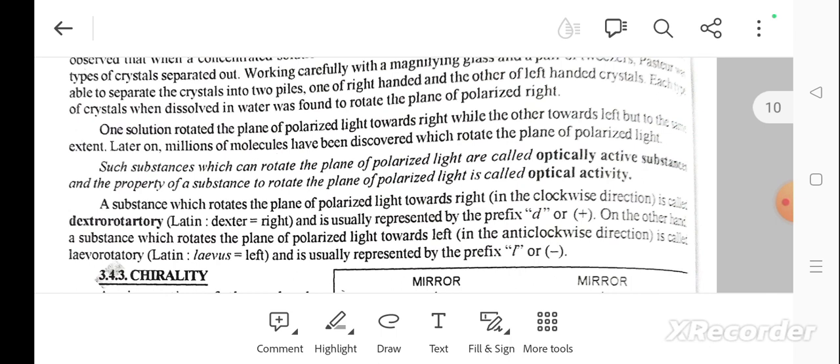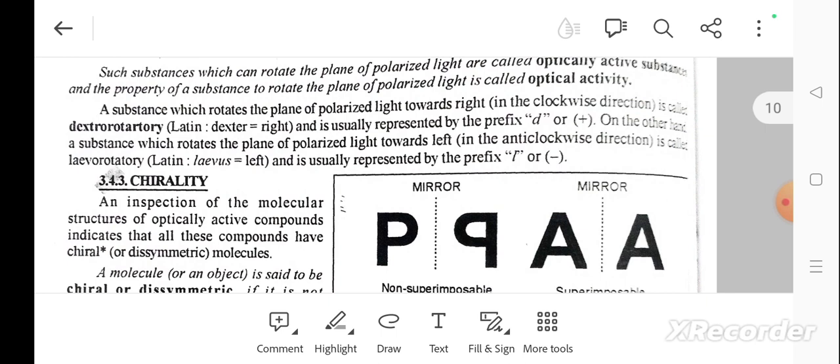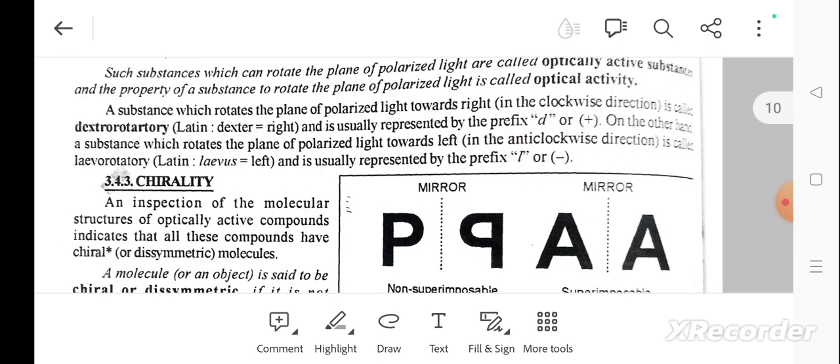Such substances which can rotate the plane of polarized light are called optically active substances, and the property of a substance to rotate the plane of polarized light is called optical activity. A substance which rotates the plane of polarized light in the clockwise direction is called dextrorotatory and is usually denoted by the prefix d or a plus sign. On the other hand, a substance which rotates the plane of polarized light toward the left, in the anticlockwise direction, is called levorotatory and is usually represented by the prefix L or a negative sign.